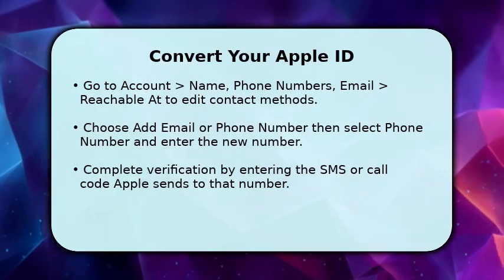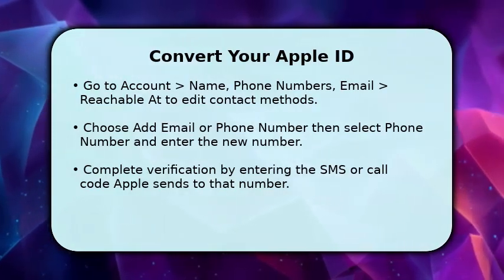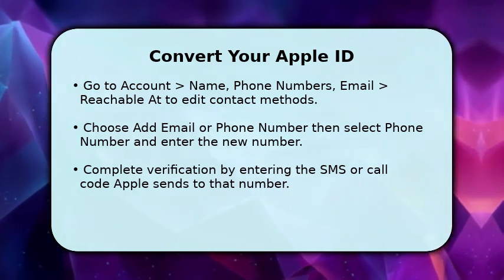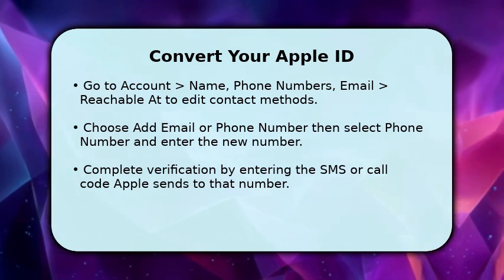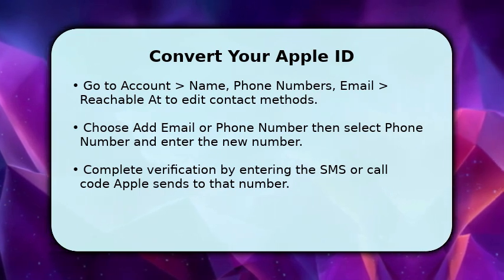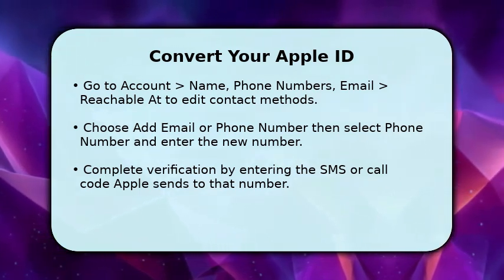Next, navigate to Account, then Name, Phone Numbers, Email, and tap Reachable at. This is where you manage contact methods and switch to a phone number. You'll tap Add Email or Phone Number and select Phone Number, then type the number you verified earlier. Apple will immediately send a code.